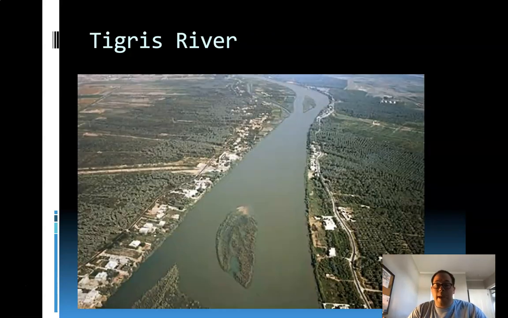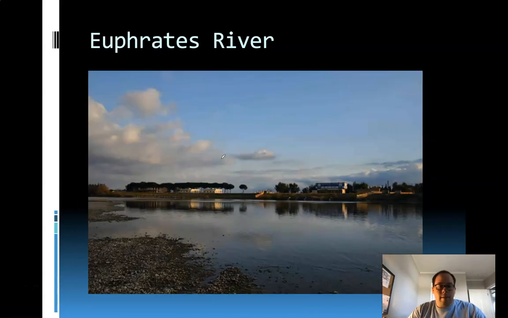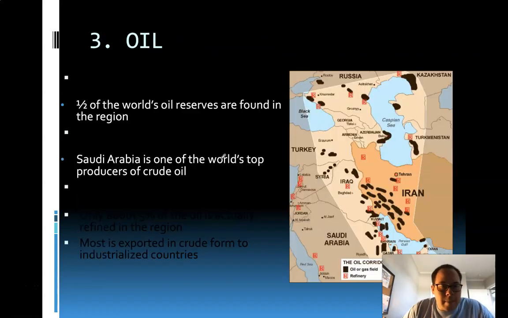Here's an actual picture of the rivers. Here's the Euphrates River. One of the things that the Middle East is known for is oil, and half of the world's oil reserves are found in the region.